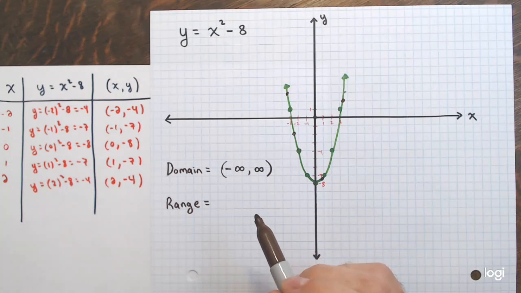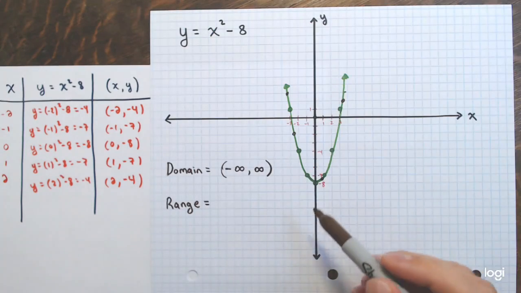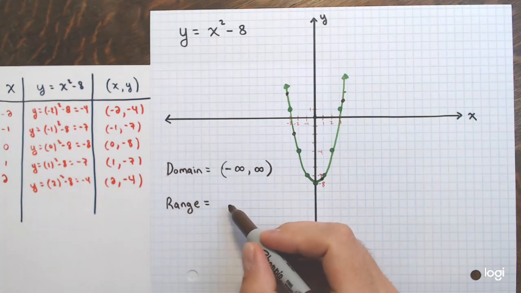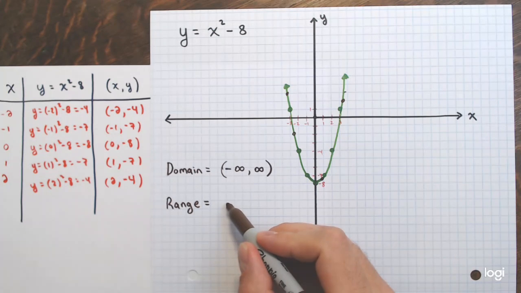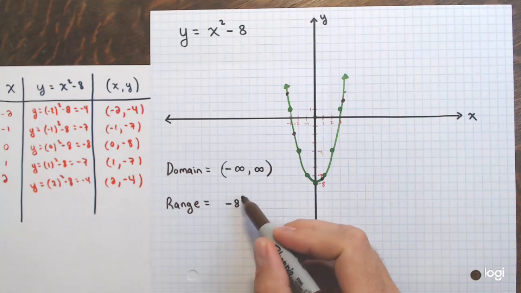All right, so how do I write that in interval notation? That's all the numbers from negative 8 upward, negative 8 and larger. Well, negative 8 is going to be my left end of the interval. There is a lowest value in the range this time, and it is negative 8. So not negative infinity, right?